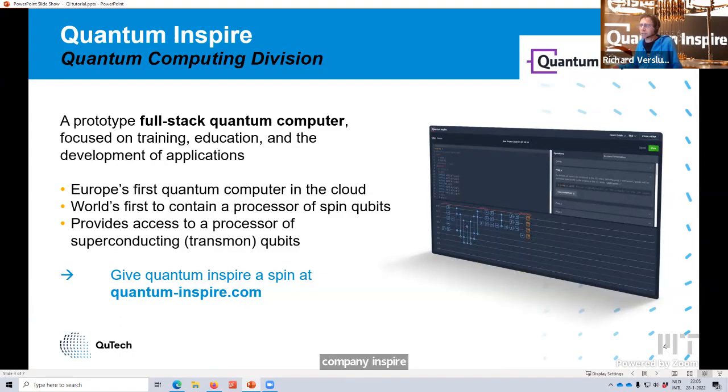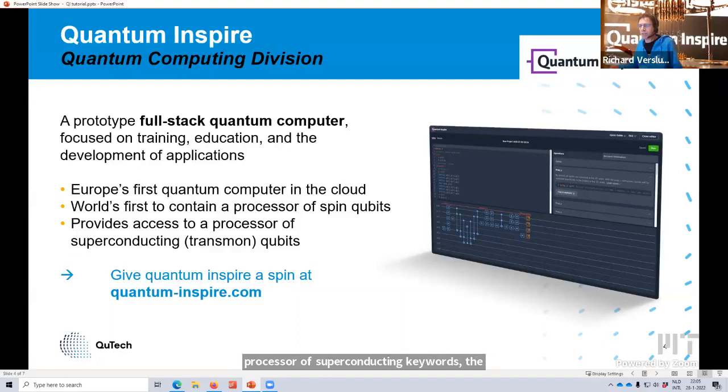So we started with Quantum Inspire around 2018. At the end of 2018, beginning of 2019, we put the platform online for a limited number of users, and mainly focused around our emulator. So it was mainly to test our cloud environment and to see if we could do cloud quantum computing on an emulator. But in 2020, we put a full system online, which was actually the first quantum computer in the cloud in Europe, but it was also the first one in the world to contain both a processor of spin qubits and a processor of superconducting qubits.